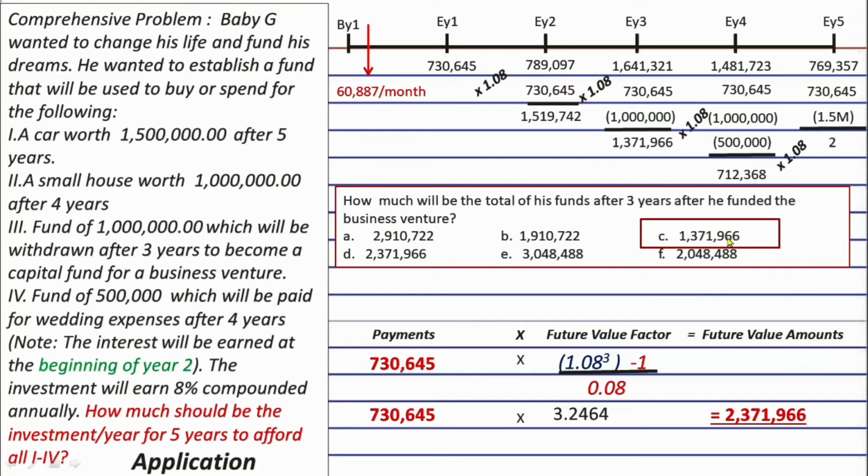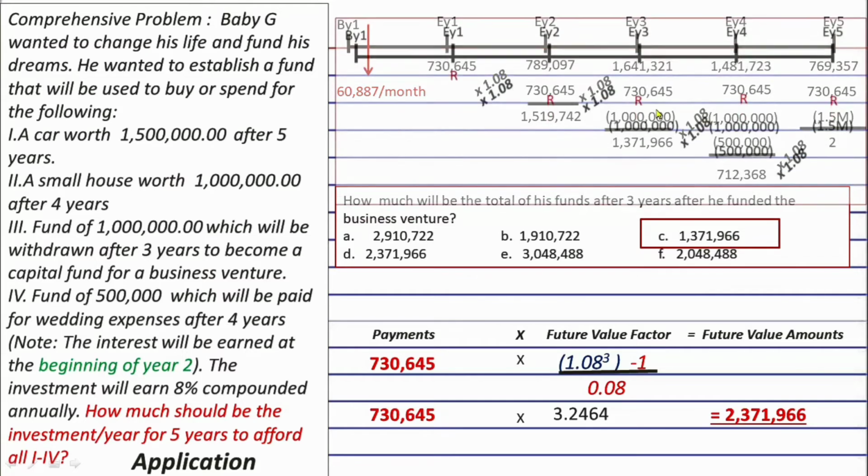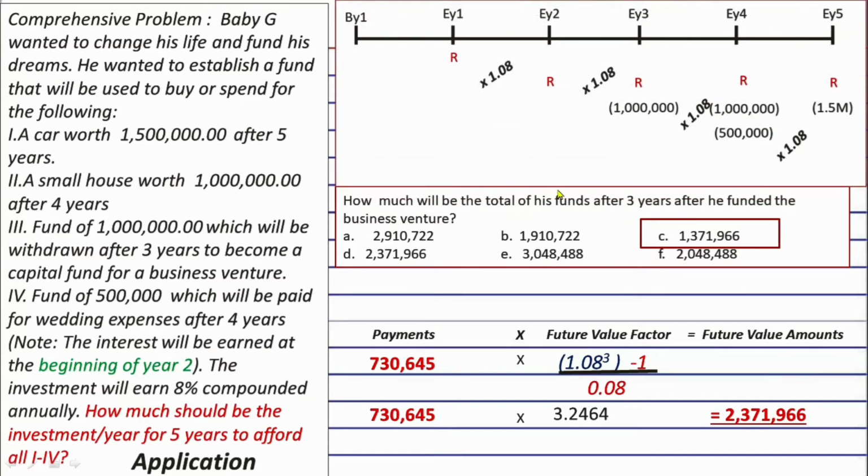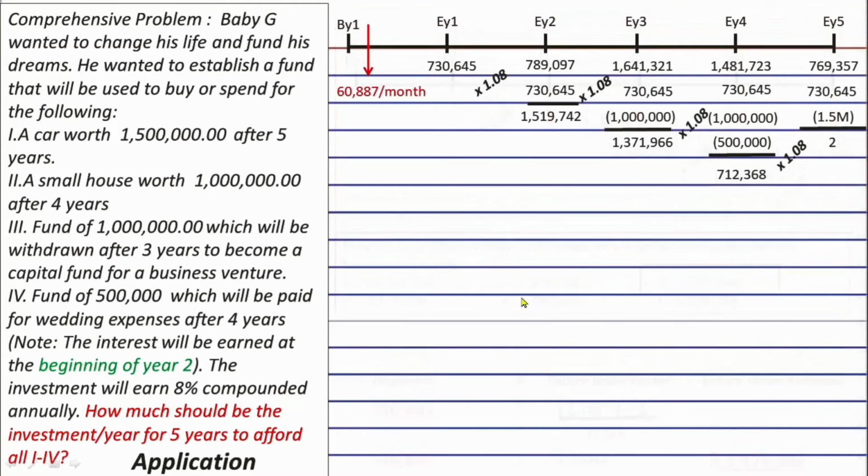Now, what if you did not complete this timeline? So the solution that you're going to make is still the same with the solution in the question number 2 previously. But since it's after the withdrawal of business funds, then we deduct 1 million. And we will get 1,371,966. Okay? So that's still letter C. Now, let's go to question number 4.